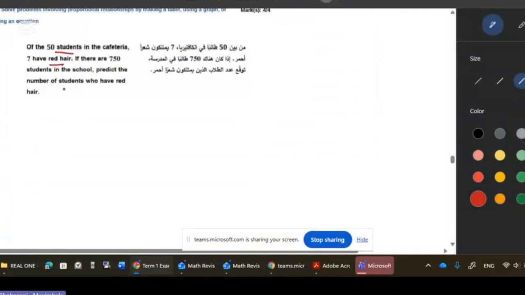I will be quick. So again, you write students, and then you write red hair. Okay, these are predictions. How many students can we see here? There are 50. How many red hair? 7. And the next one is 750 students, and now the red hair, we don't know.